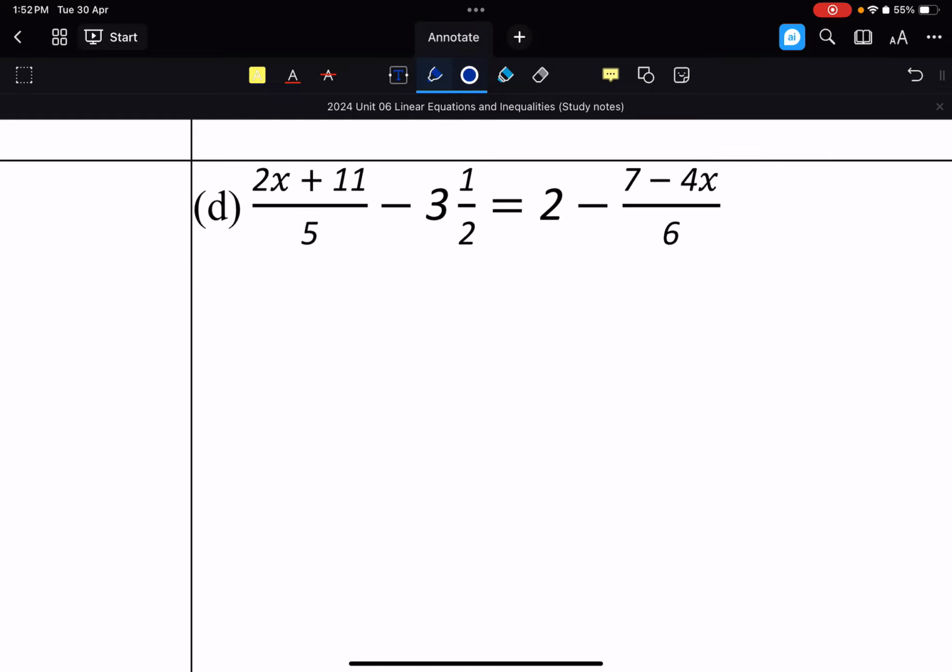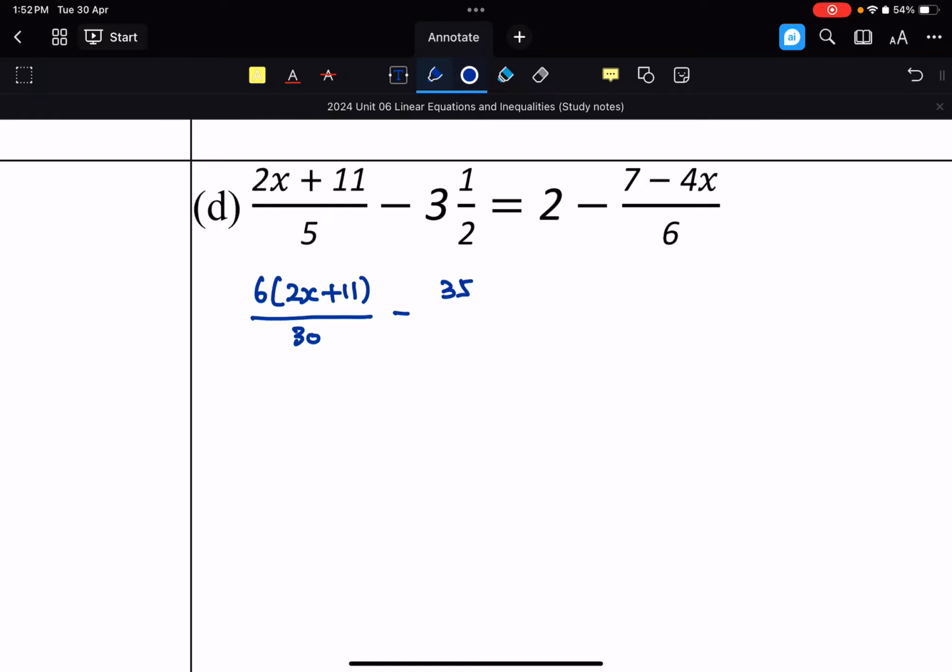Right. Next example. This time round, the denominators are 5, 2, 1, and 6. Therefore, the common denominator is 30, right? So that's what we can do. So to make it 30, we have 6 times 2x plus 11 over 30, right? In this case, this is 7 over 2.